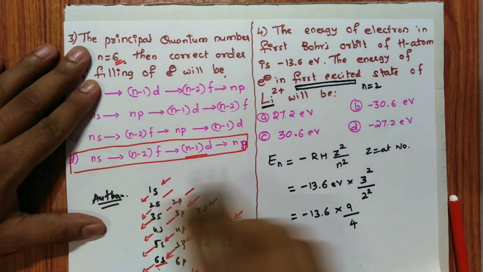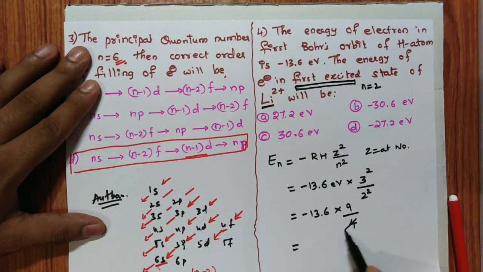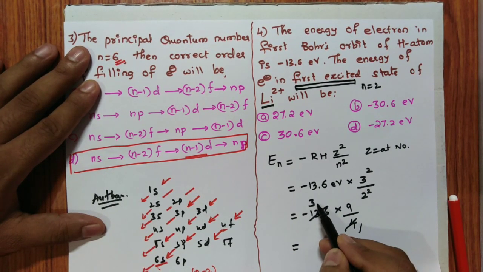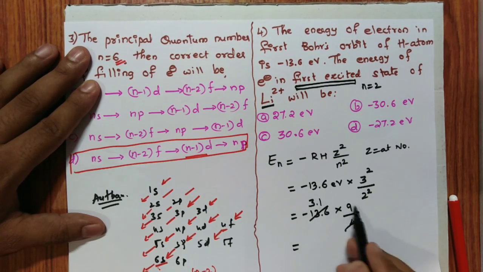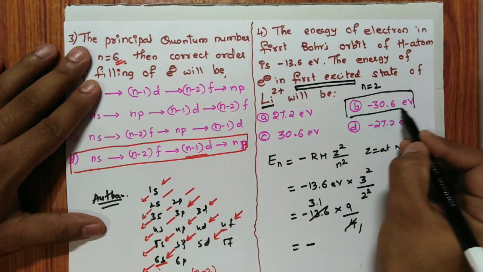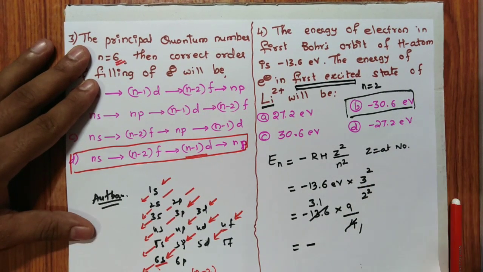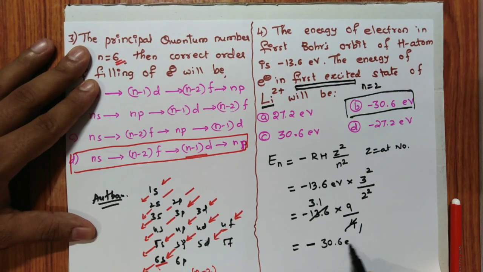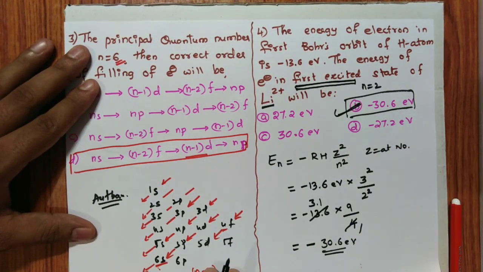As a shortcut, we require an approximate answer, right? 4 ones are 4, 4 threes are 12. 13.6 is there, so 3.1 like that you will get. 9 threes are 27. So here you have taken 13.6, it should be more than 27, so more than 27, and the answer should be in minus. If you calculate the answer for this question, you will get the exact answer. 27 means you cannot select that answer, because remember, I have taken 13.6, 4 threes are 12. So if you calculate without a calculator, approximately you will get minus 30.6 electron volt only. So the answer for this particular question is B.